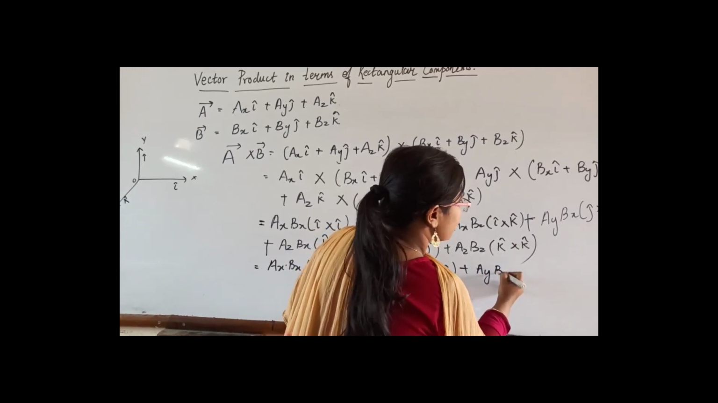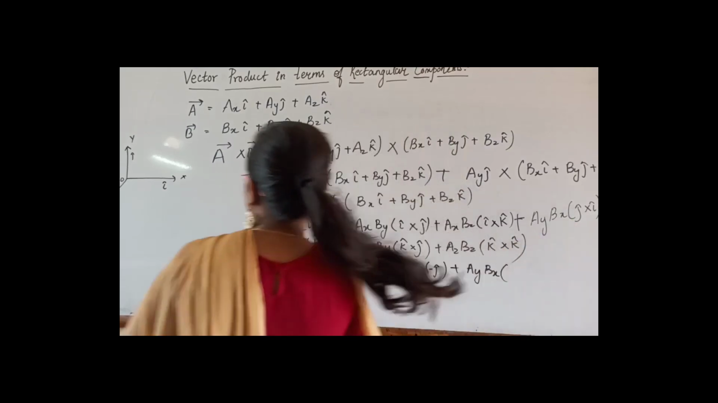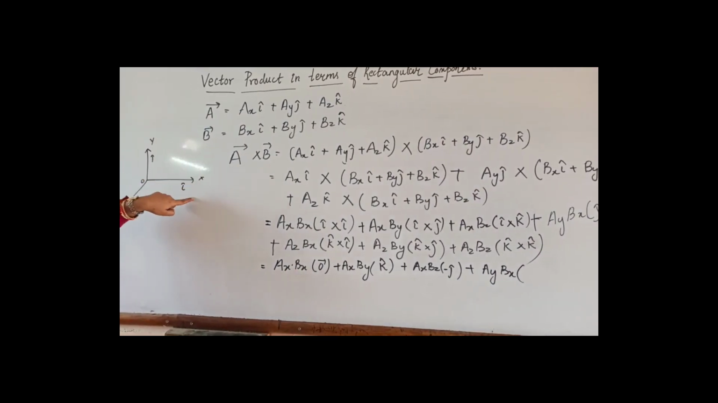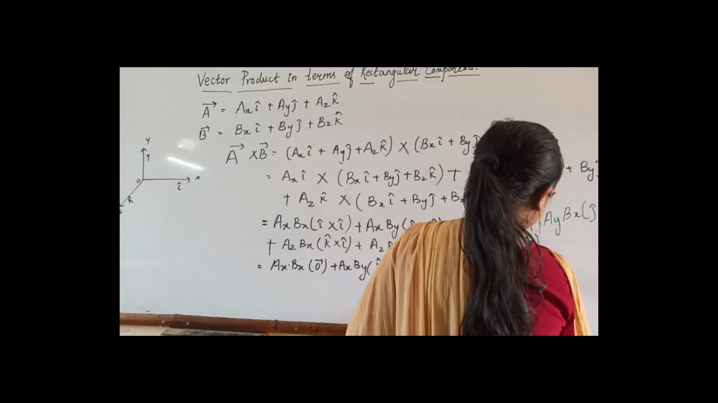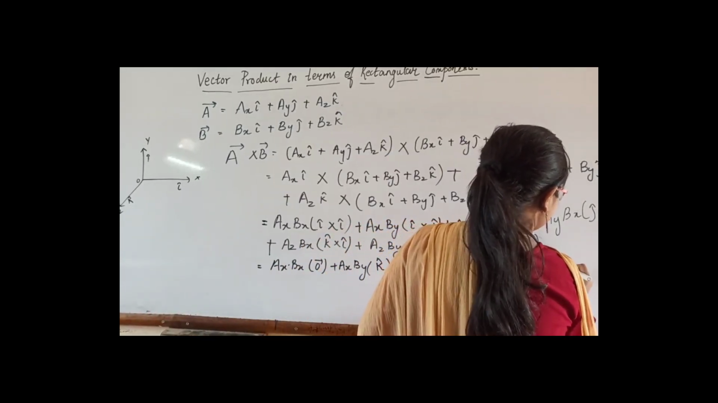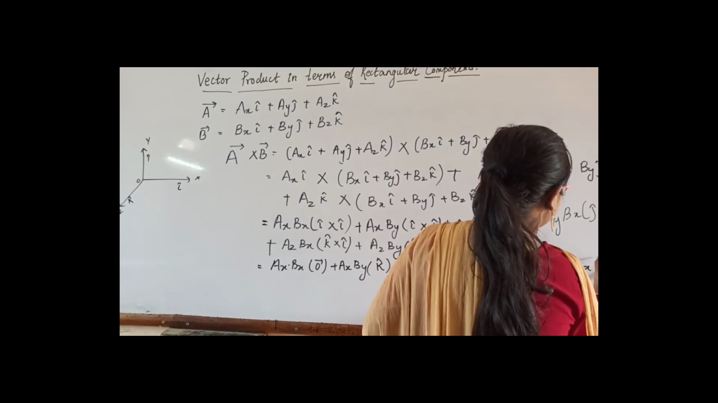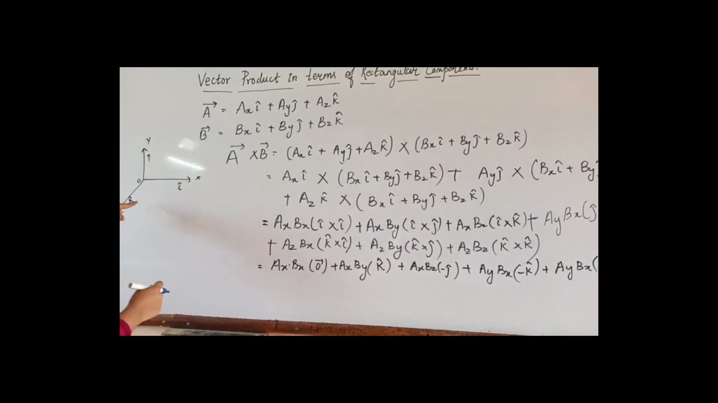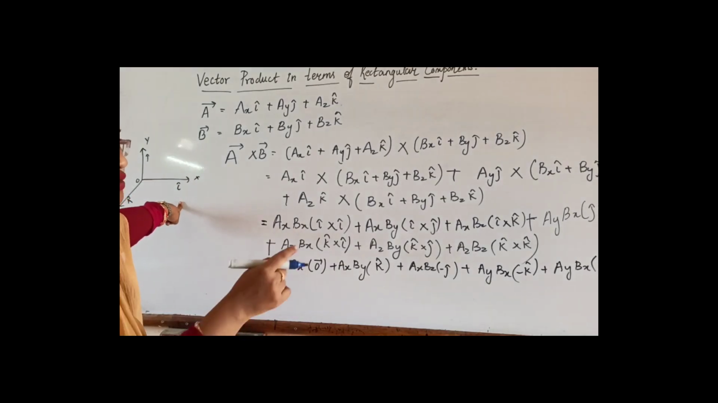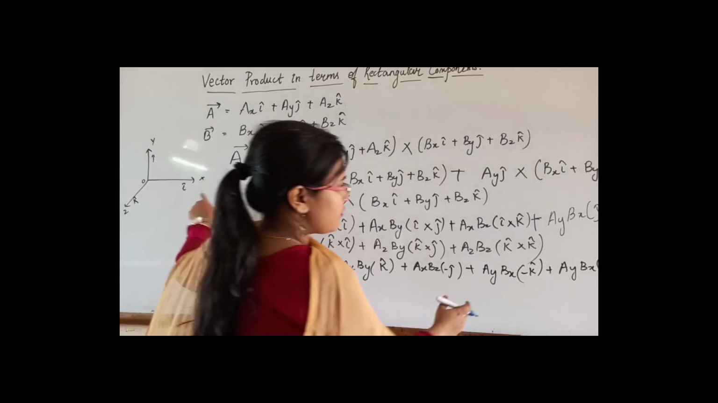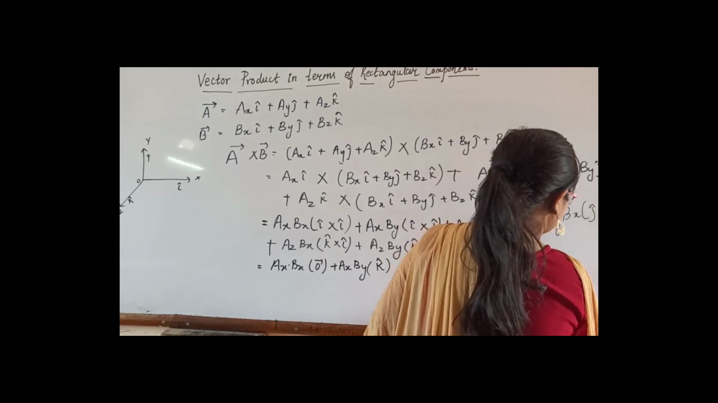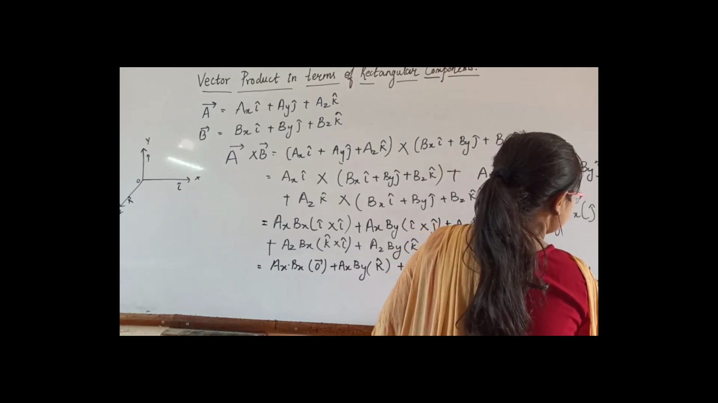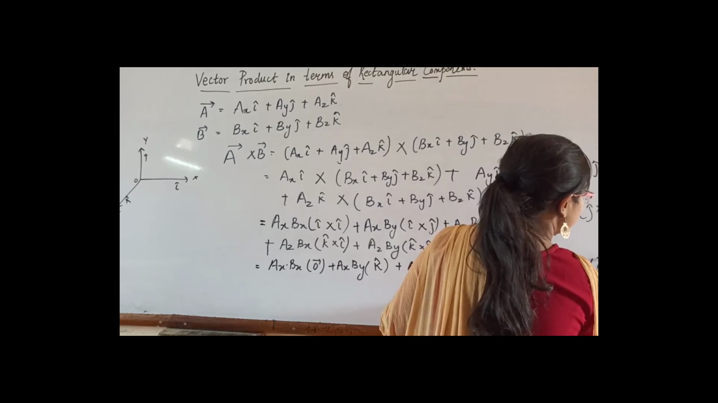Similarly, again ay bx j cap cross i cap. It is again in clockwise direction. It is minus k cap. Actually, I have already done it. Sorry. Ay into bx. Again, ay by j cap cross j cap is a null vector.